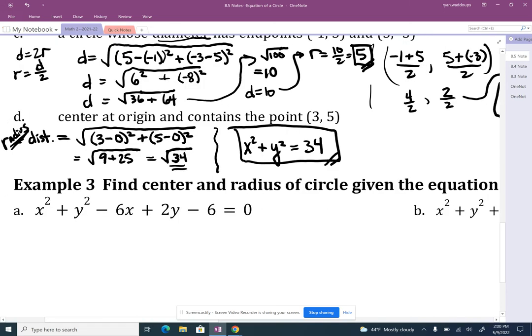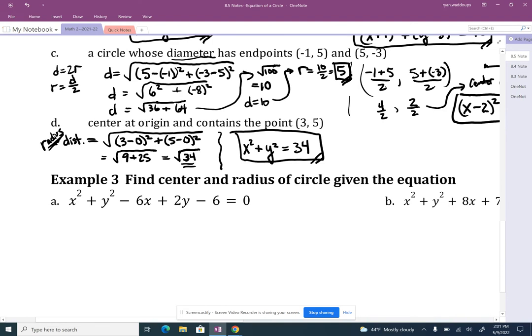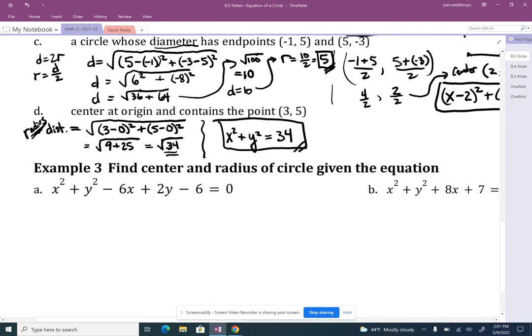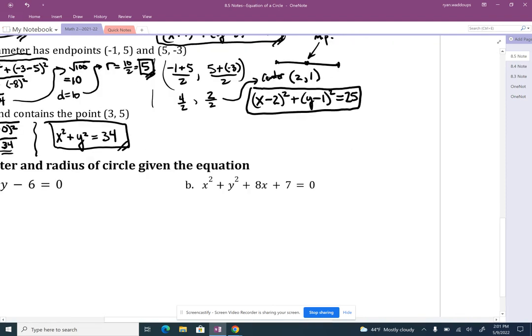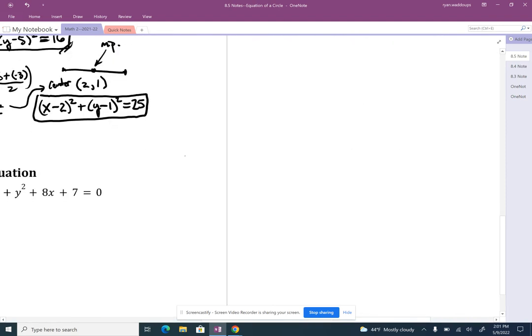And then we have example 3, find the center and radius of a circle given the equation. Now, for this, I'm going to ask you to remember that if I have x squared plus, let's say, 8x, we're going to do this thing called completing the square. So we're going to do that so that we can factor. So I'm going to say plus some number.